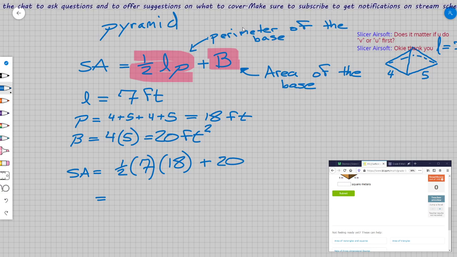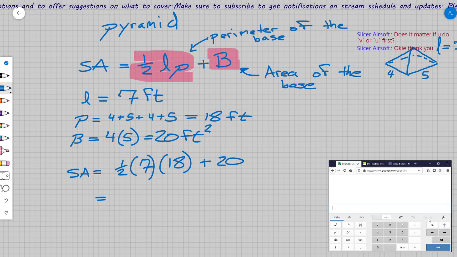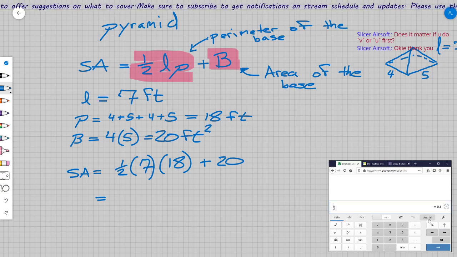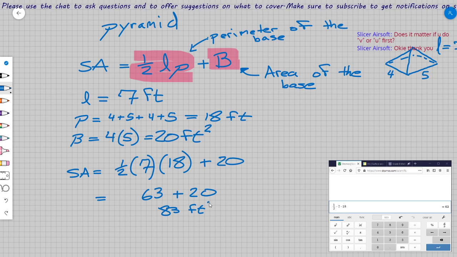So we could just go to Desmos. So 1/2 times 7 times 18. You don't have to add the multiplication sign because it will automatically think that's multiplication between the 1/2 and the 7, but you could add it for your sake. That's going to be 63. Then 20. So add these together for quick maths. 60 plus 20 is 80. 3 plus 0 is 3, so that's 83 feet squared.